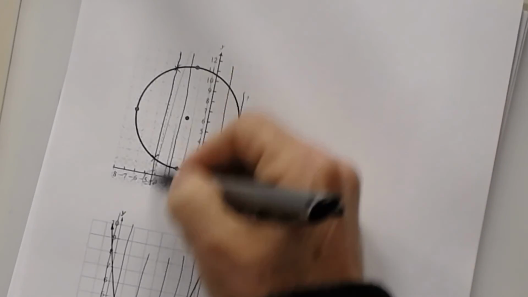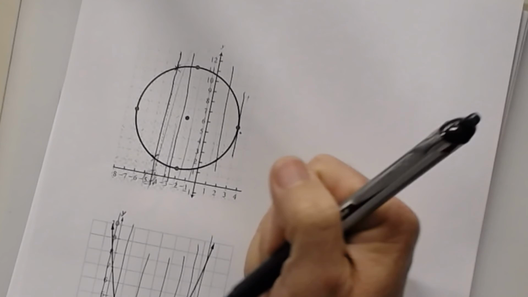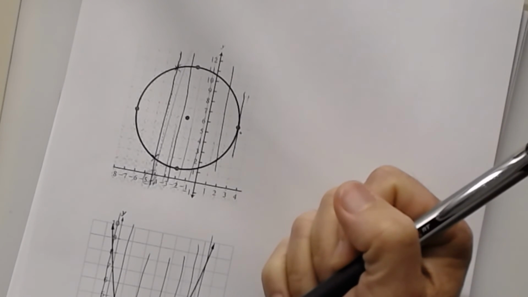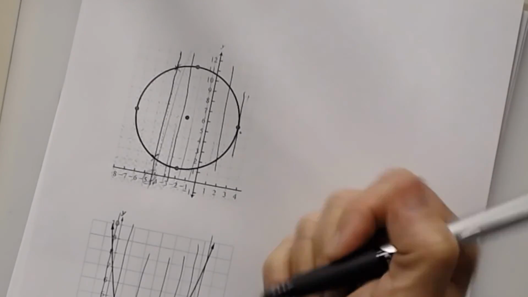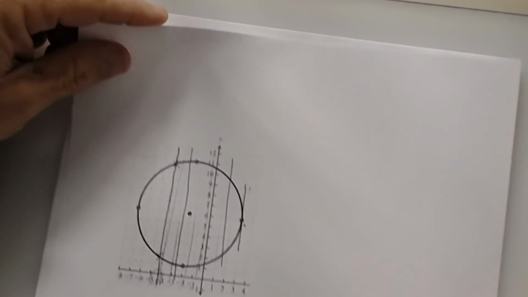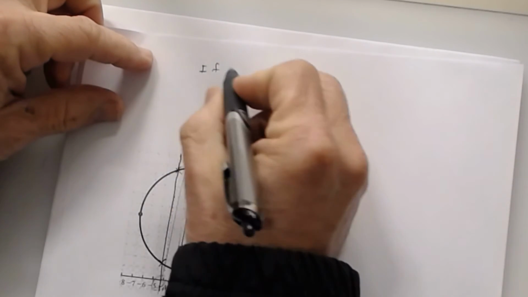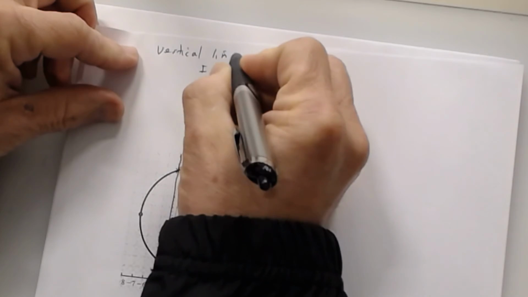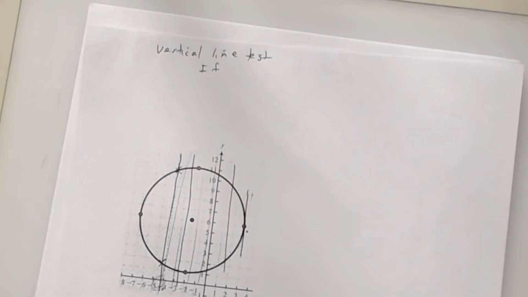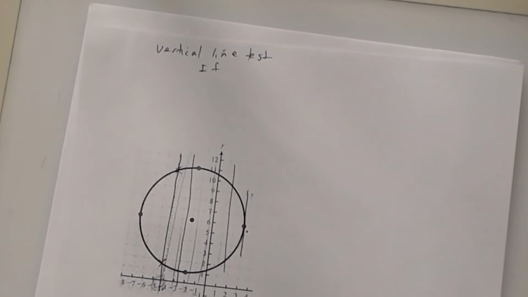And here's the issue. If when you draw a vertical line and it intersects the graph more than once anywhere, then you can say it's what? Not a function. So here's the idea of the vertical line test. This is called the vertical line test. The vertical line test can help you to determine if a graph represents a function. Okay? So you use it with a graph.